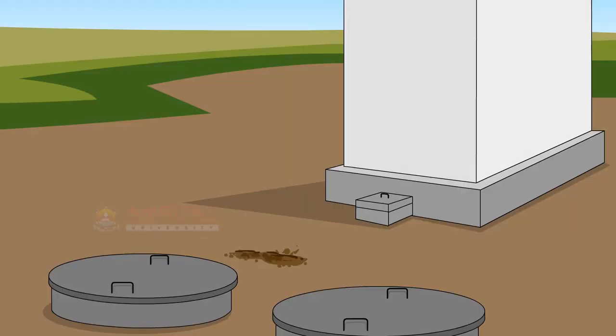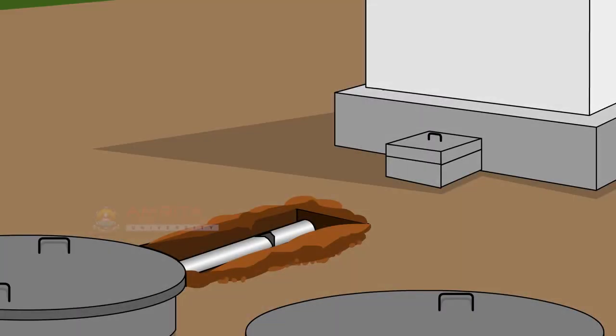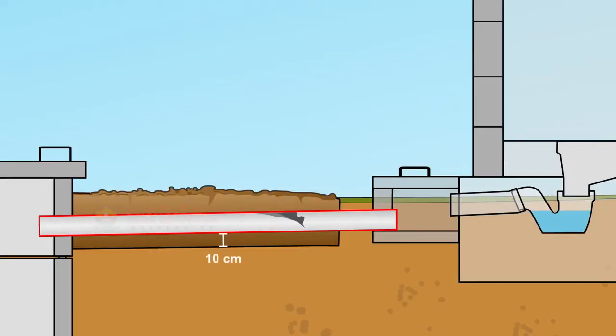First, identify the area where the PVC pipe is damaged. Remove the mud beneath the area up to 10 centimeters, leaving a gap of 5 centimeters from the damaged portion of the pipe towards the toilet structure.